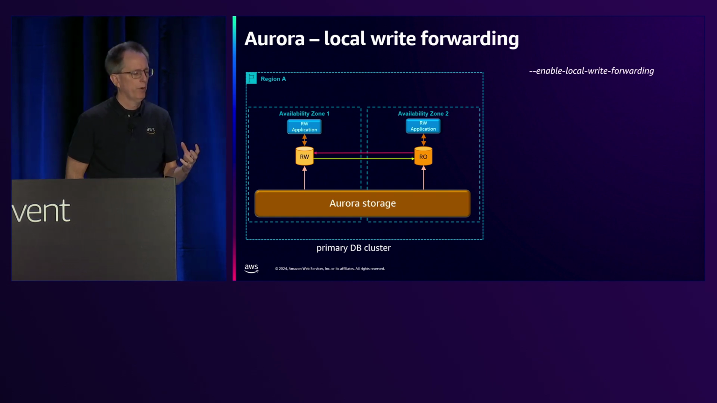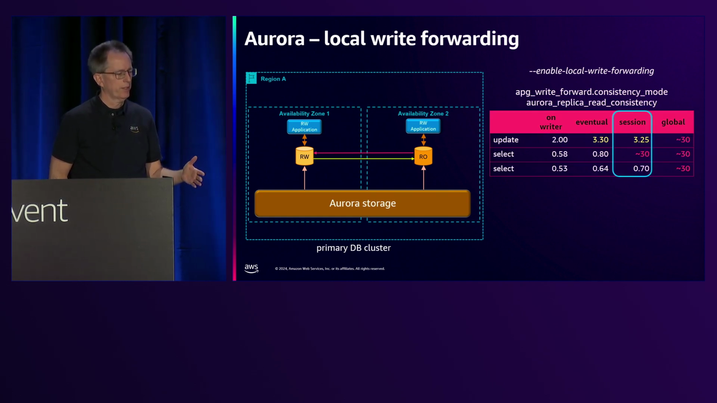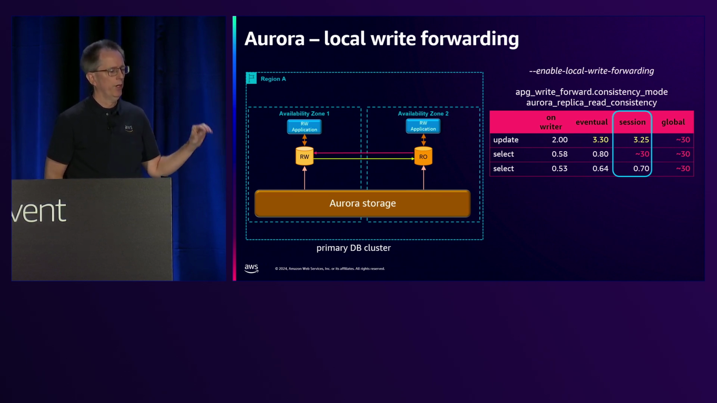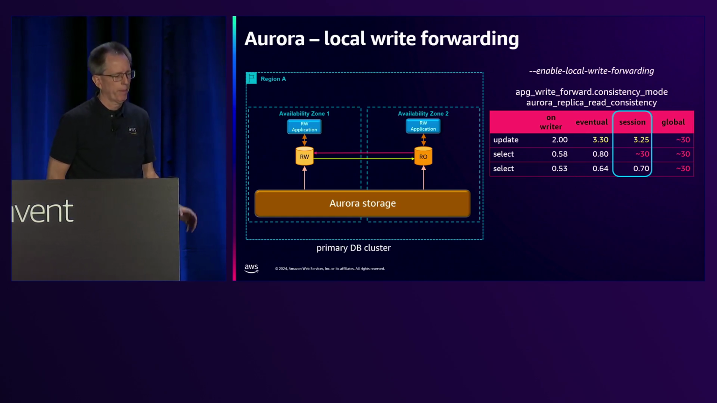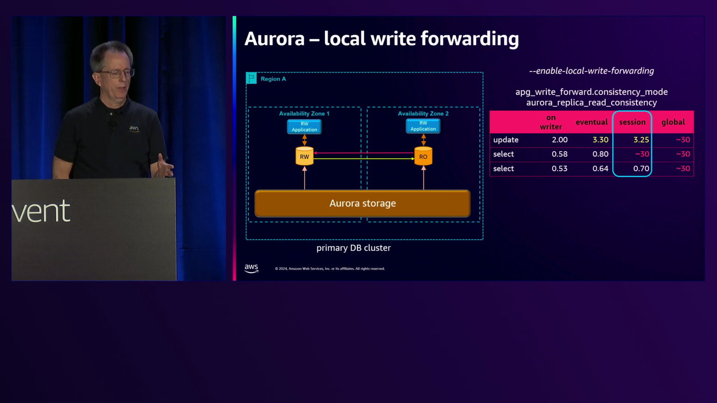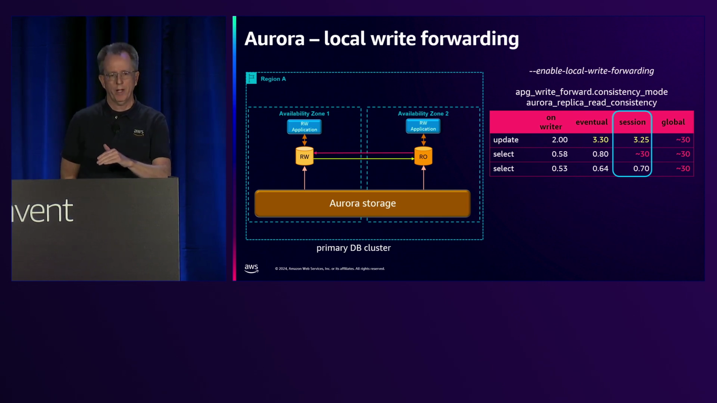Now, the thing that is important here is the visibility of that. So we have a lot of different settings. I ran this little test where I do an update, a select, and a select. And you can see the times on the writer are 2 milliseconds for the update and about half a millisecond for the selects, right? The default visibility mode is session. And when we do that update, it's going to take about 3 milliseconds. So it's going to take a little longer than it would on the writer because it has to be forwarded, and in this case, across an AZ, right? So that takes at least half a millisecond extra.